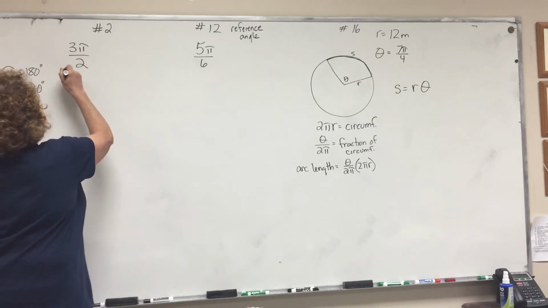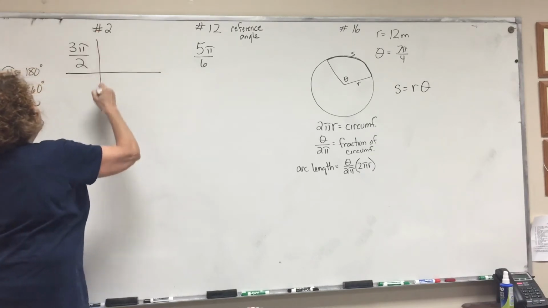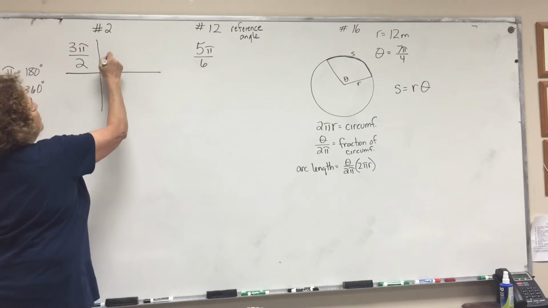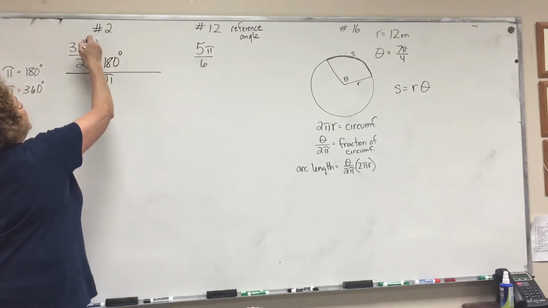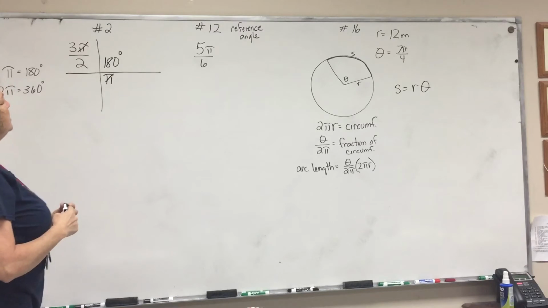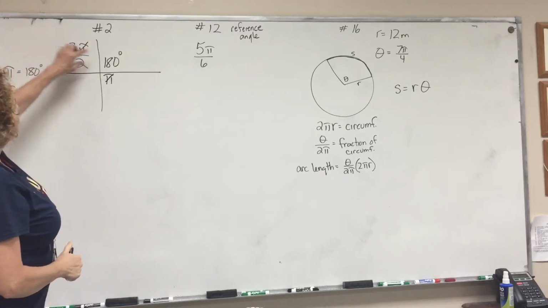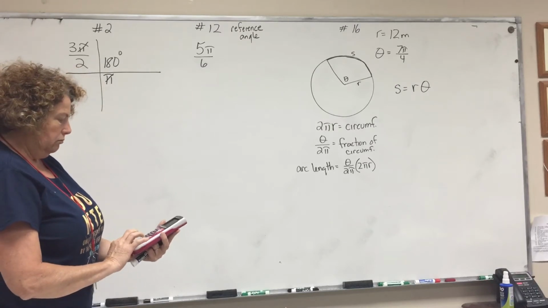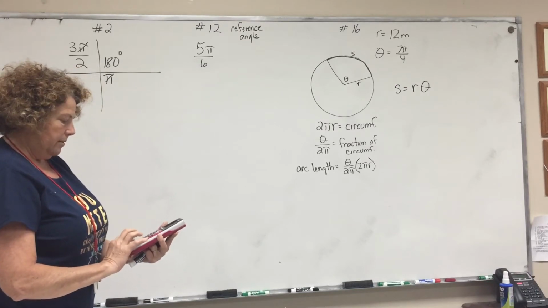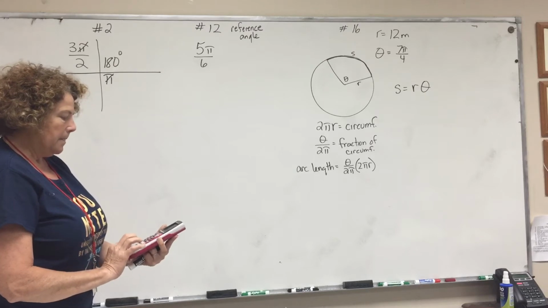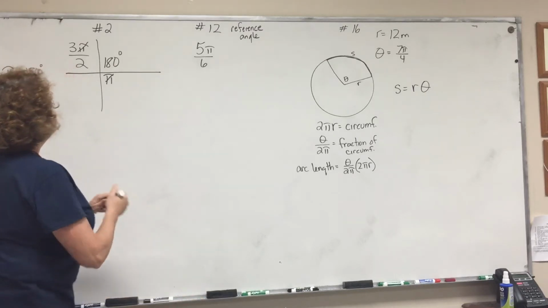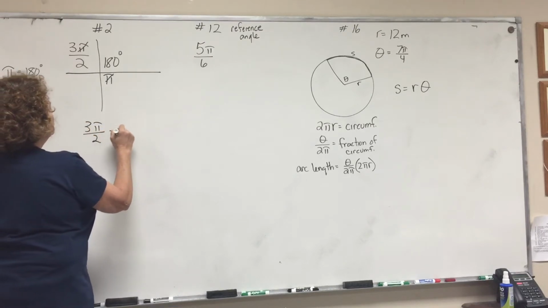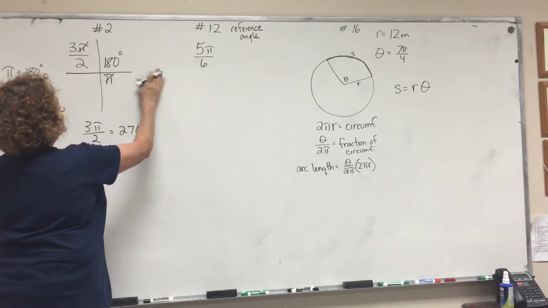We can say 3 pi over 2 radians. Pi radians is 180 degrees. And we can do the math. We can cancel pi from the top and bottom, and we can just do 3/2 times 180. So our answer would be 270 degrees. So 3 pi over 2 equals 270 degrees.